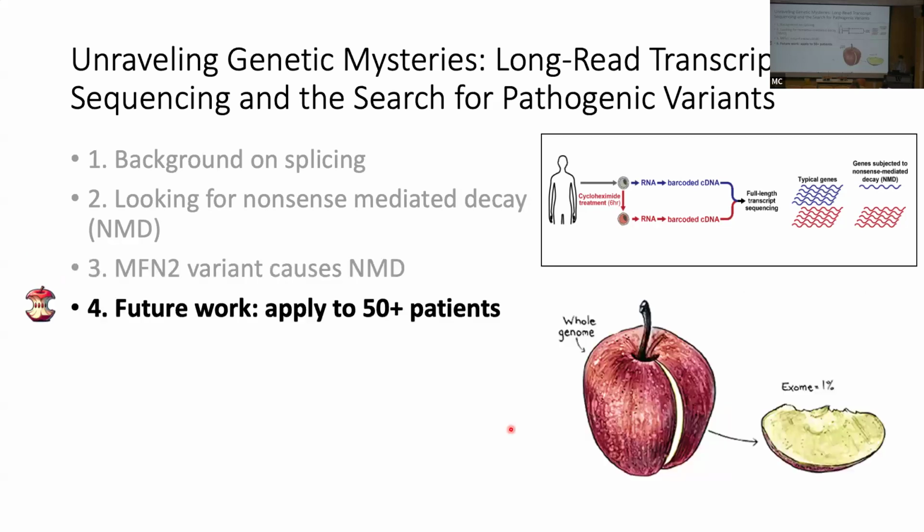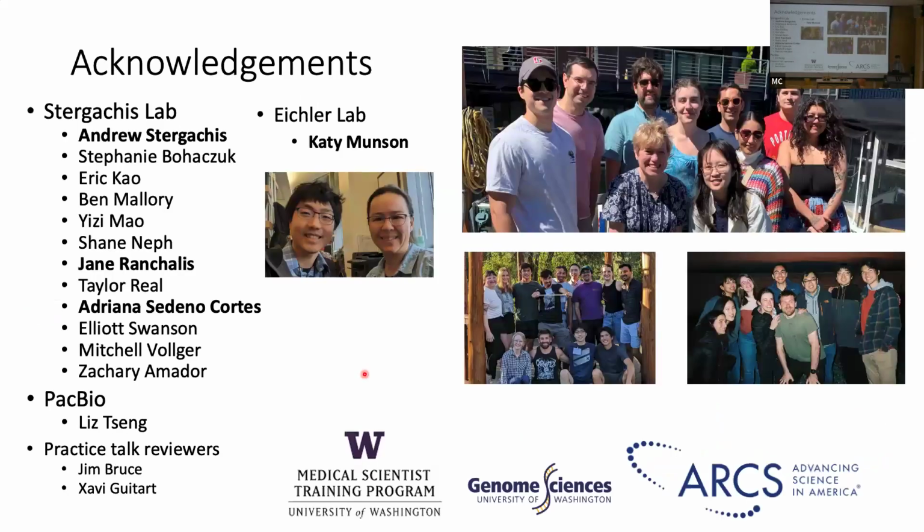So this brings me to the end of the talk. So today I talked about how my lab is developing this new method to find pathogenic variants and how we applied that to one patient already. And we're going to be applying this, and we're currently applying this to 50 plus patients. And if this works out, then our hope is we can apply this to hundreds, maybe even thousands of patients in the future.